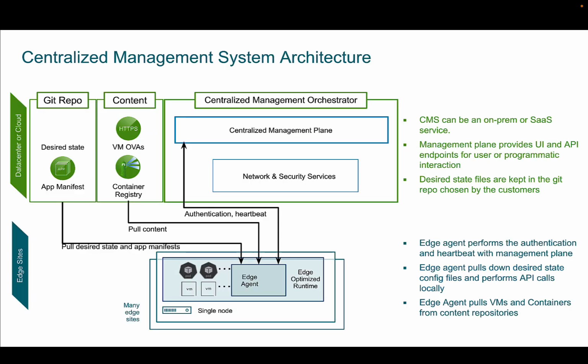The architecture showcases the relationship between the centralized management orchestrator and the edge hosts. The CMS can be hosted as a SaaS service or on-premises based on the utility's requirements. The edge agent running on the host authenticates with CMS and registers itself. Thereafter, the edge agent pulls the application and infrastructure configuration down from CMS, reaches out to the content libraries where the VM and container images are stored, and pulls them to the host and deploys them.